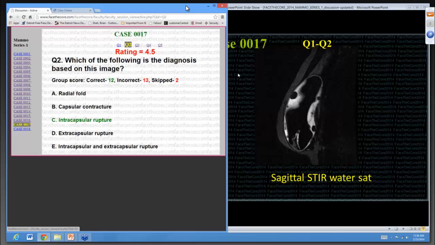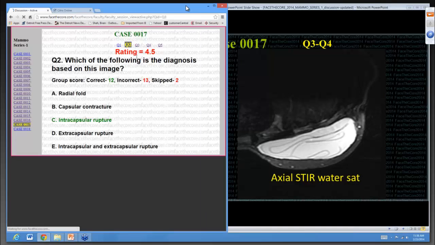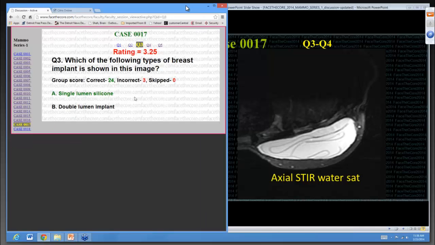Next case is for questions 3 and 4. Which of the following types of breast implant is shown in this case? This is an example of a single lumen silicone implant, and a single lumen consists of only one substance. That's usually saline or silicone. While a double lumen contains two envelopes inside, it's basically two envelopes inside one another, which can contain either saline or silicone.